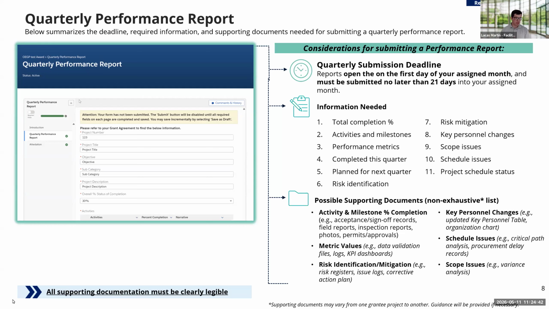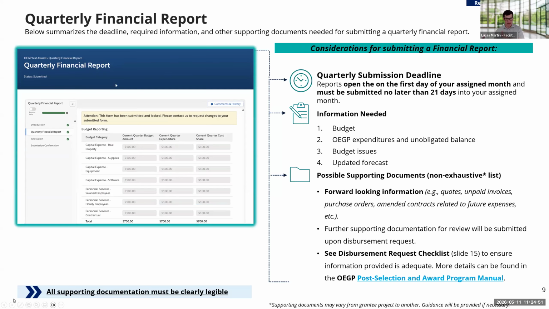With that, we'll move on to the financial report. What I didn't touch on the last screen, and I apologize for not doing it, was that this report, the financial report, as well as the performance report, opens on the first day of your assigned month and must be submitted no later than 21 days into your assigned month. I have another slide further in the deck that we'll make sure to touch on that, but I want to make sure that we reiterate that point a few different times as it relates to the due dates for these reports.